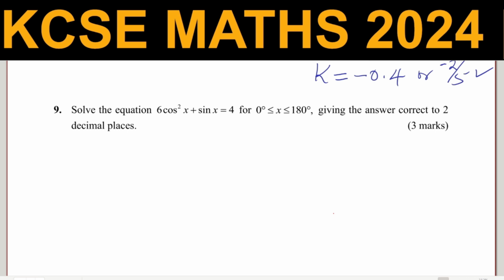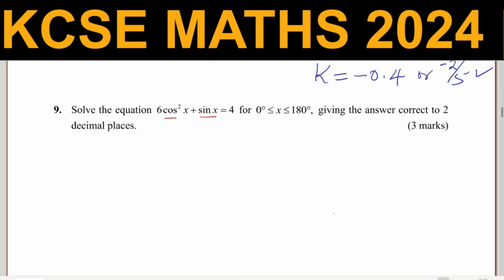Now look at that trigonometric equation, and you can see we have 2 unknowns. We have cosine and we have sine. So it is not possible to work with 2 unknowns to get a solution from a quadratic equation. So one thing that we need to do is to either make all of them cosine or all of them sine.